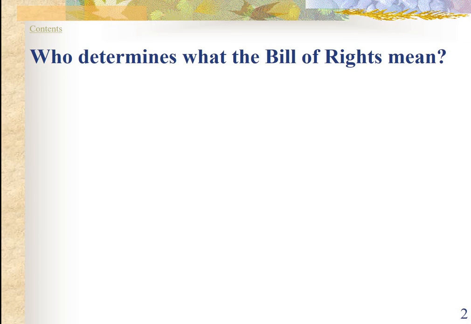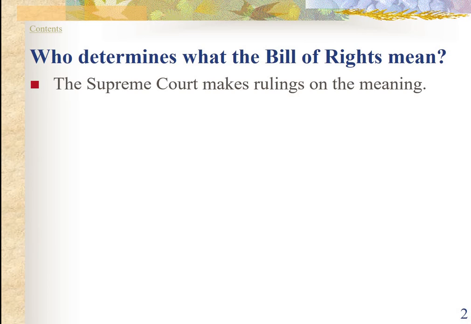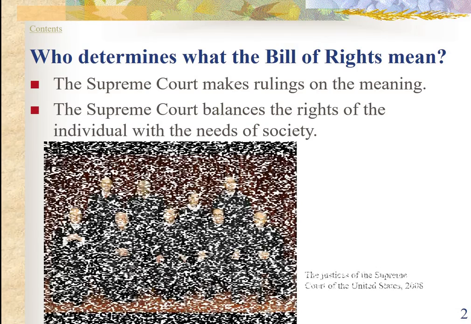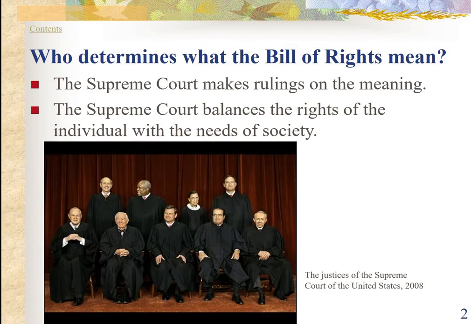It was written down over 200 years ago. Who determines what modern day problems apply? And the answer to that is the judicial branch, or the Supreme Court. So the Supreme Court is charged with interpretation of the law of the Constitution. And so they will decide what it means to have the freedom of speech. Does it cover everything or only certain things?